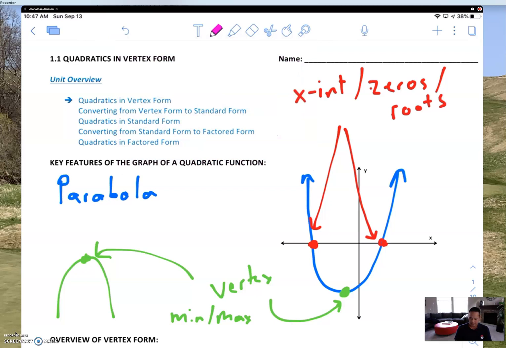And one last key feature is here. This is going to be the y-intercept. And that's where it crosses the y-axis. So just a couple quick definitional things before we get going. The U-shaped thing is a parabola. We have the top and bottom of the graph, that's called the vertex. We have the x-intercepts, also known as the zeros, and we have the y-intercept.